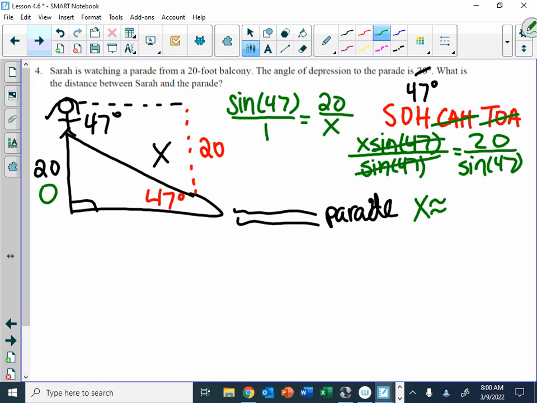What is x approximately? One decimal place. So 27.3 feet. Perfect.